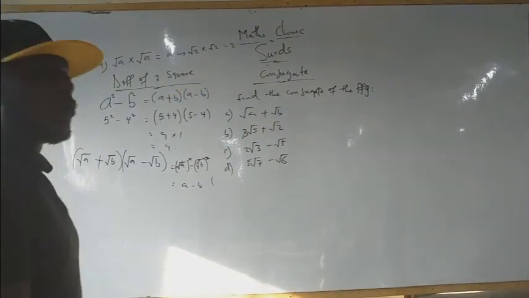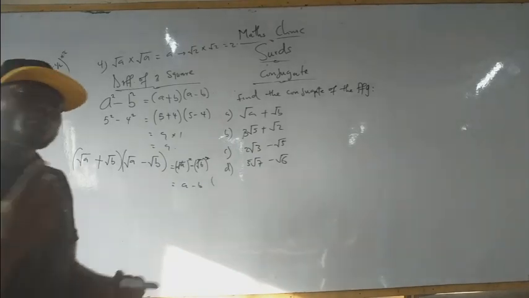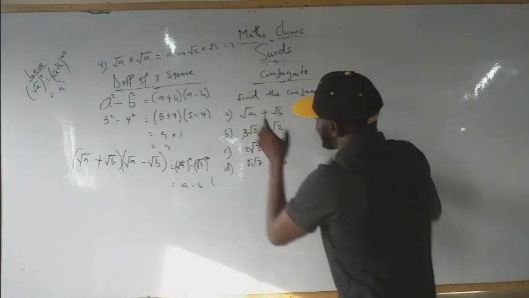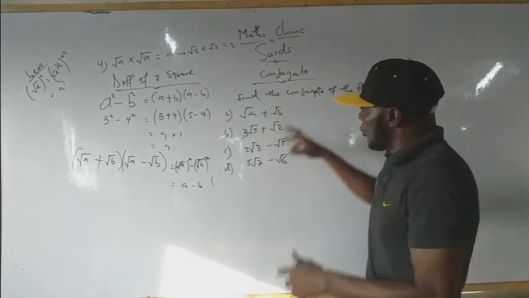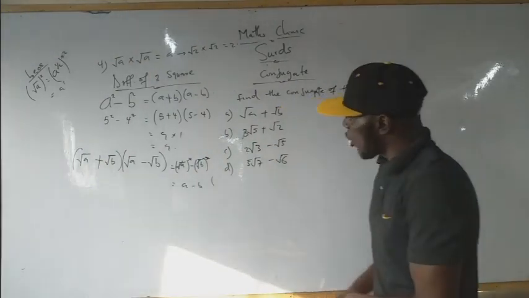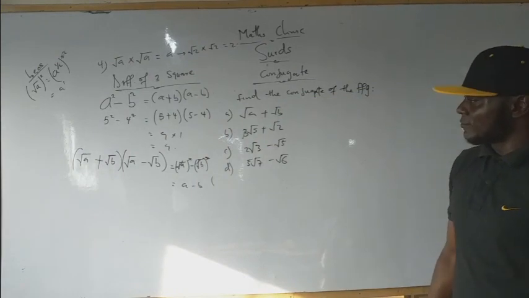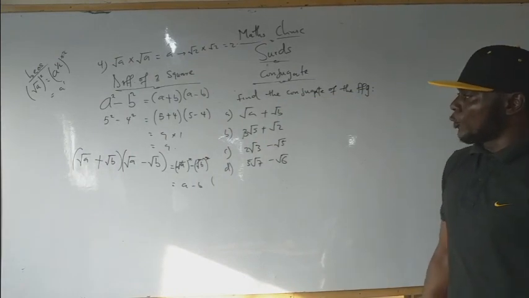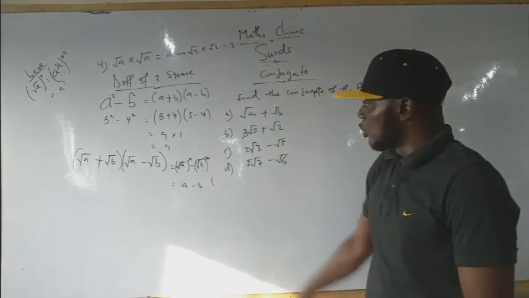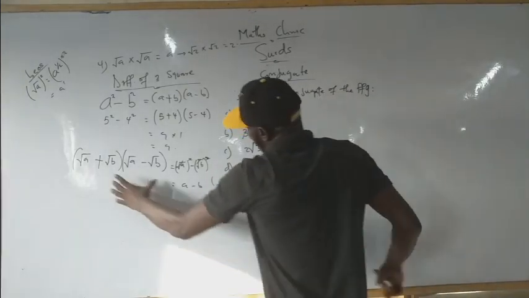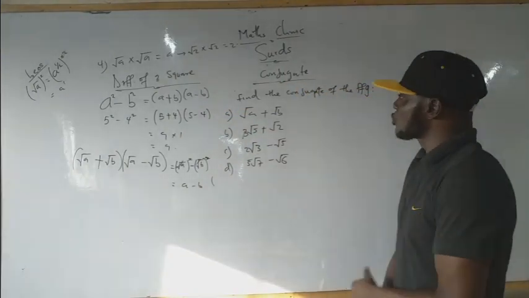We want to look for the conjugate of this. What do we mean by conjugate? We need another number like this, such that their product will give us a difference of two squares. Such that their product, the final answer, will be in the form of this. This is gotten from the product of two squares, the difference of two squares.